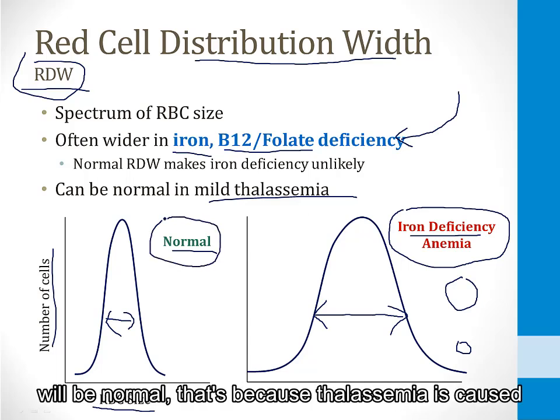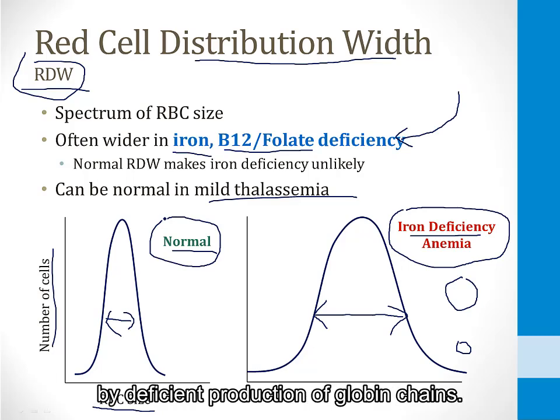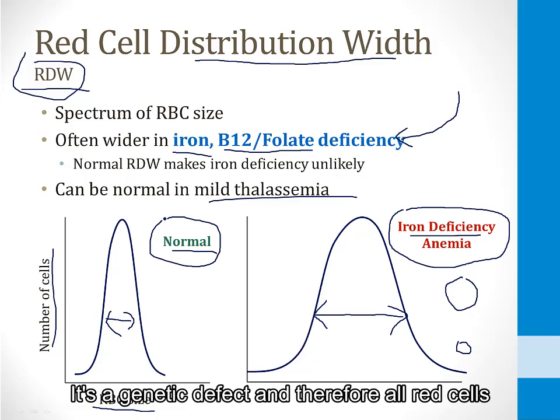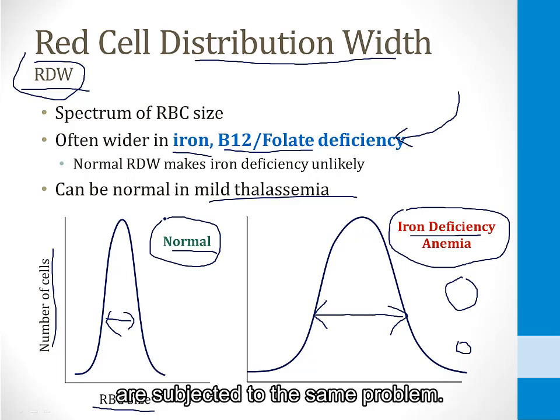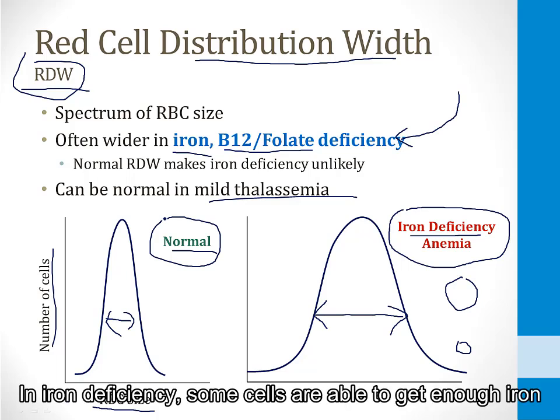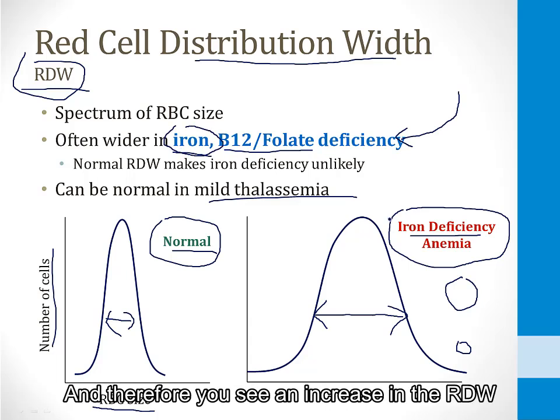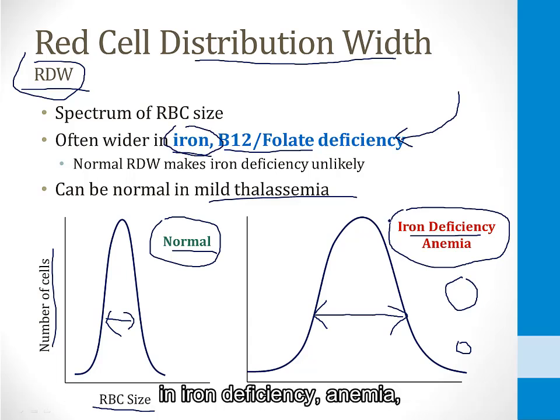That's because thalassemia is caused by deficient production of globin chains. It's a genetic defect, and therefore all red cells are subjected to the same problem. In iron deficiency, some cells are able to get enough iron, others are not, and therefore you see an increase in the RDW in iron deficiency anemia.